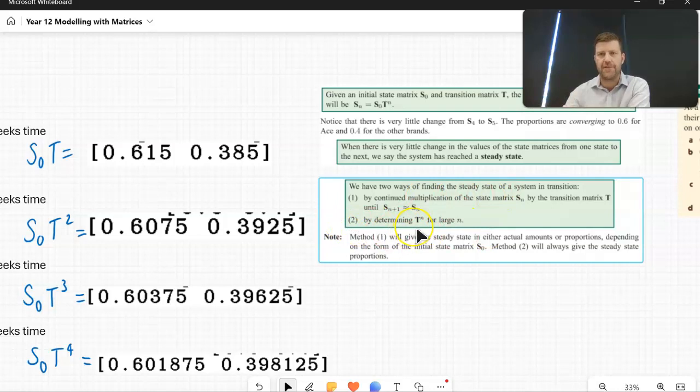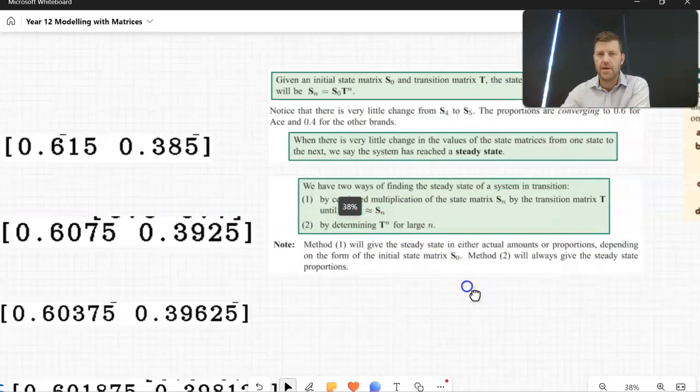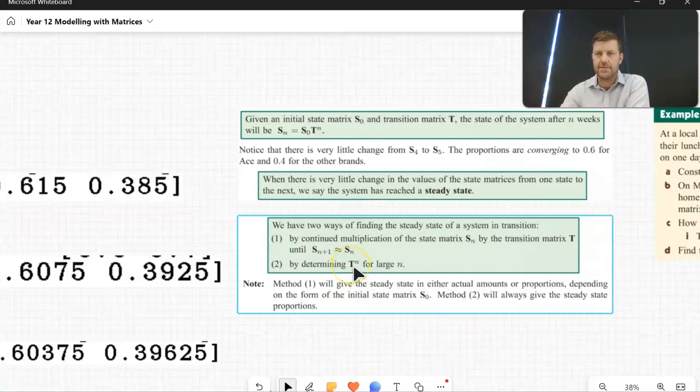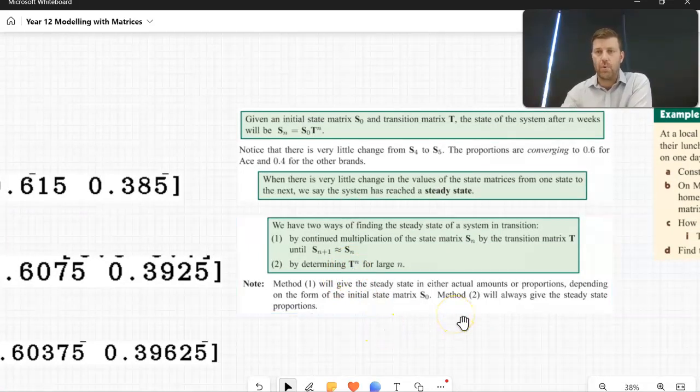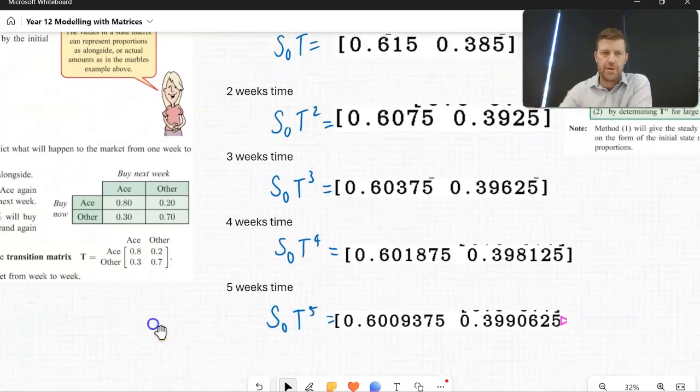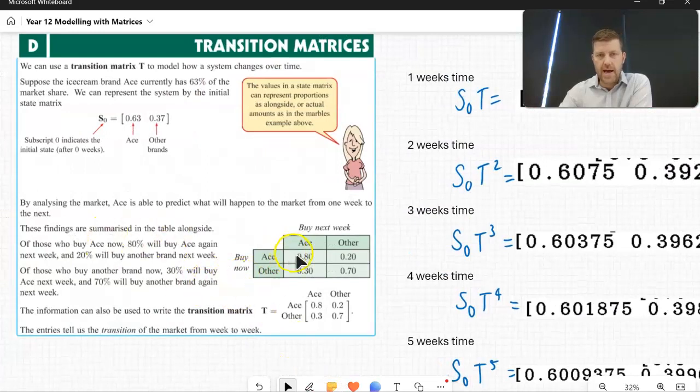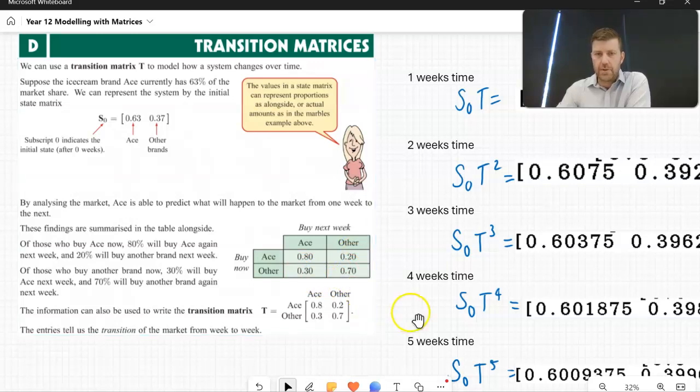The second method, just trying to find a large number for n, raising that transition matrix to a larger power, will always be in a proportion, okay? Because remember, the transition matrix is always in proportions, in terms of percentages, and the rows will always add up to 1. What we're looking for to find that steady state when we're using that second method is when the first row and the second row are pretty much identical.